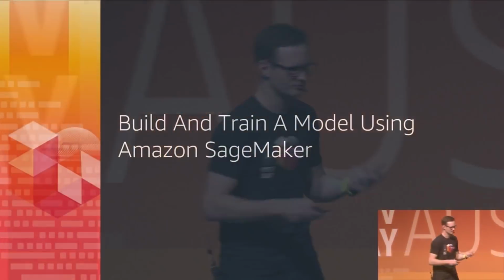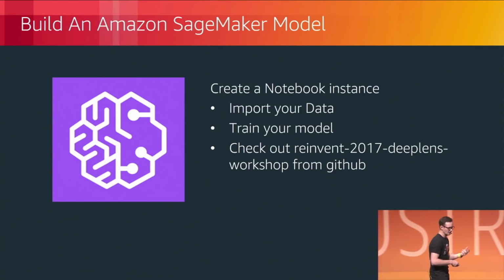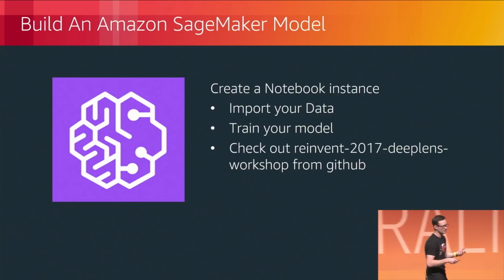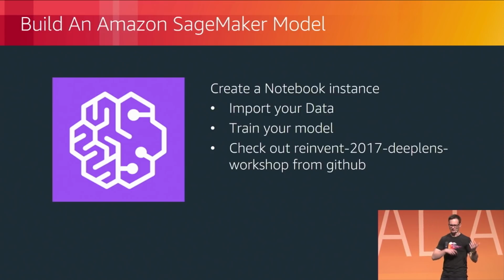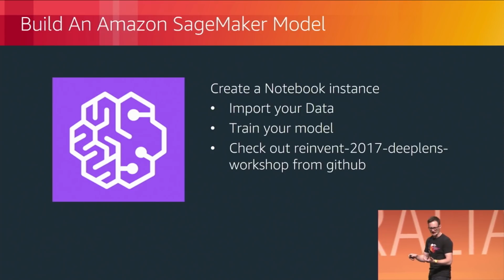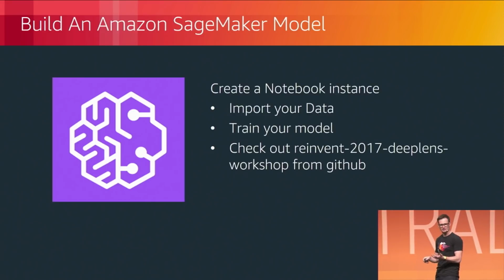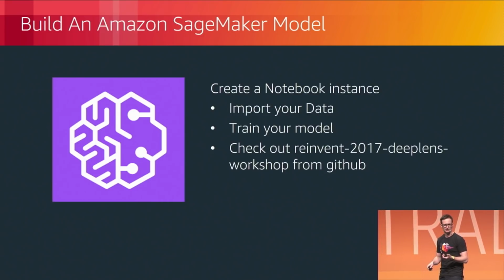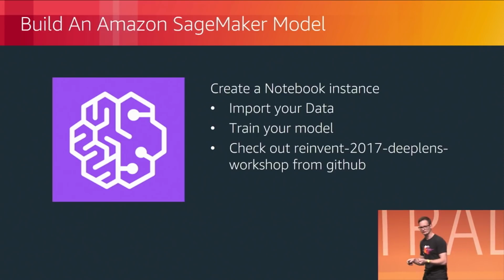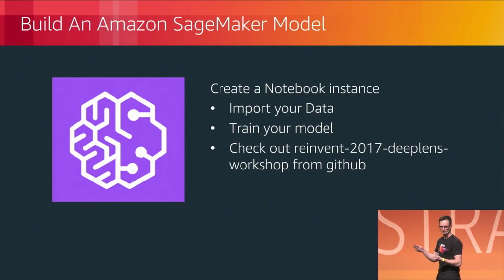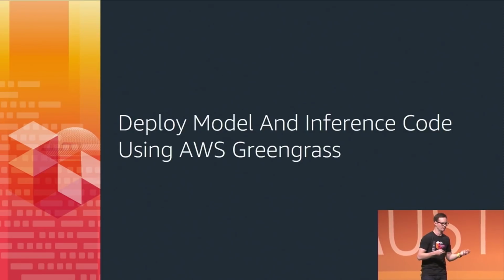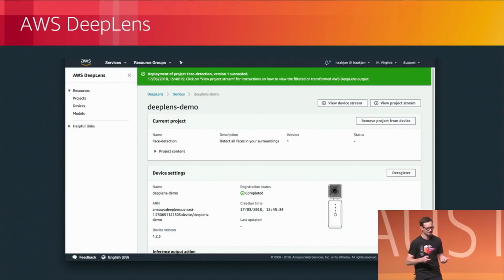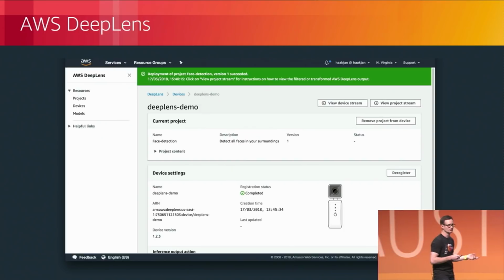So building the model using SageMaker, you import your data, and I'll go over this fairly quickly because there have been other sessions that have spoken about this. You import your data, train the model, and there's a really good workshop on GitHub that you can use. You can have a look at where we particularly did this for a DeepLens device and deployed that out. But it's just MXNet or TensorFlow. And then you deploy the model and the inference code using Greengrass.